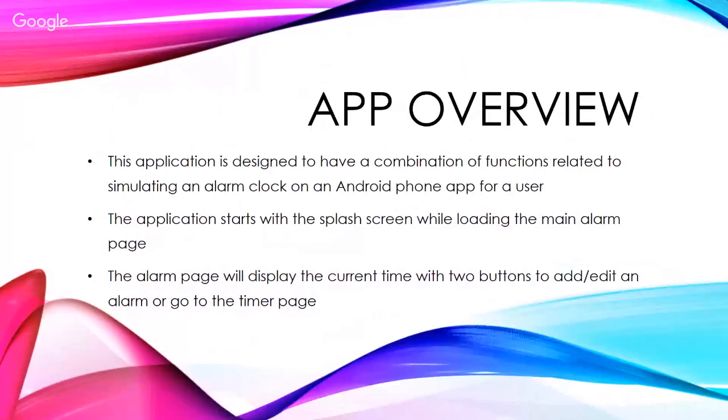A general app overview. This application is designed to have a combination of functions related to simulating an alarm clock on an Android phone for a user, with a splash screen at the beginning while loading and a main alarm page. And that main alarm page will have two buttons where it'll take the user then to edit a new alarm or to go to the timer page of the application.